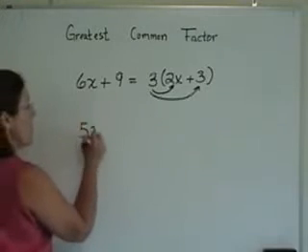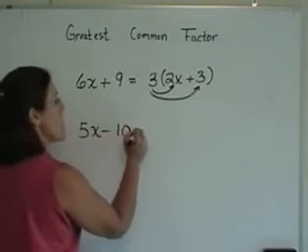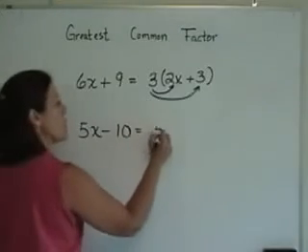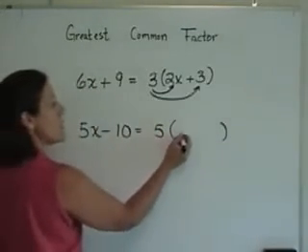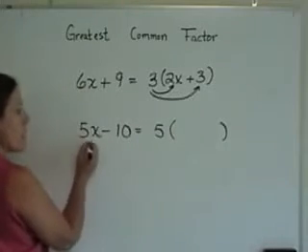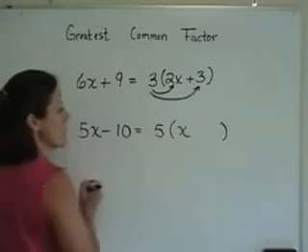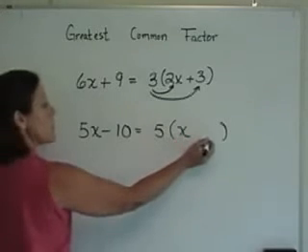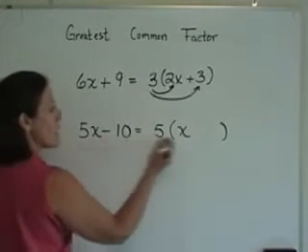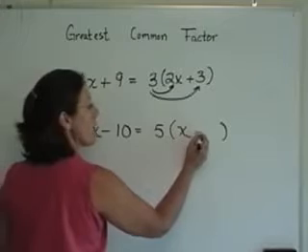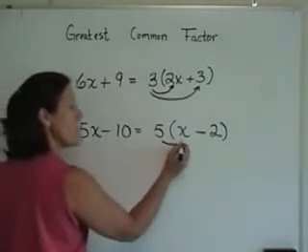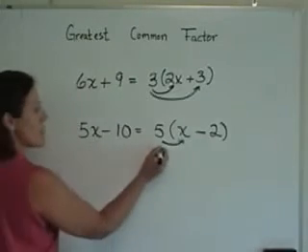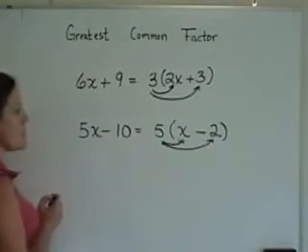Similarly, 5x minus 10. The greatest common factor is 5, so I'm going to factor that out. I'll open up my parentheses, and I'll ask myself, what do I need to put here so that when I multiply it by 5, I get 5x? And then what do I need to put over here so that when I multiply it by 5, I get a minus 10? I'll need a minus 2 there. Again, distribute it, check it. 5 times x is 5x. 5 times a minus 2 is a minus 10.